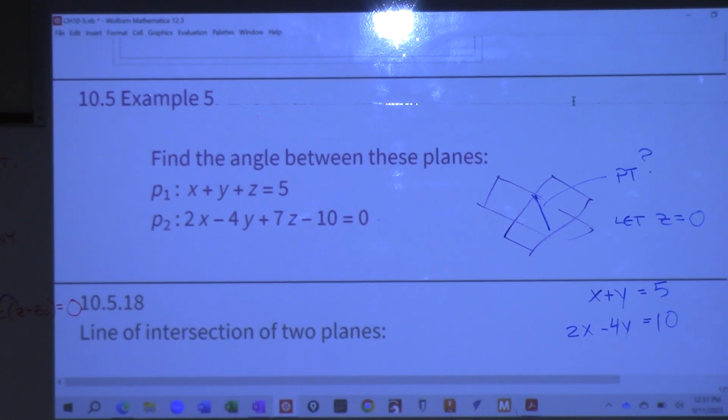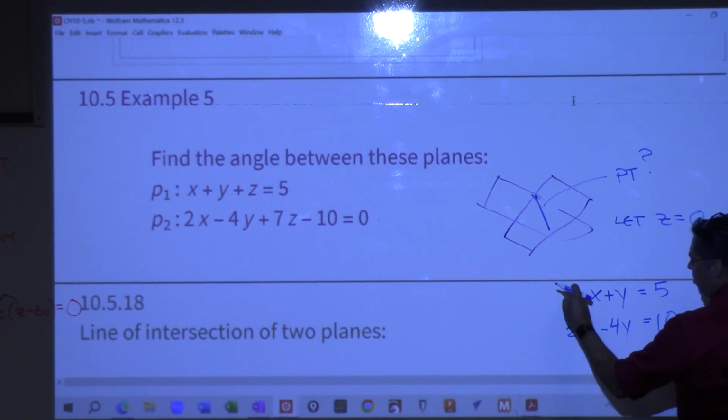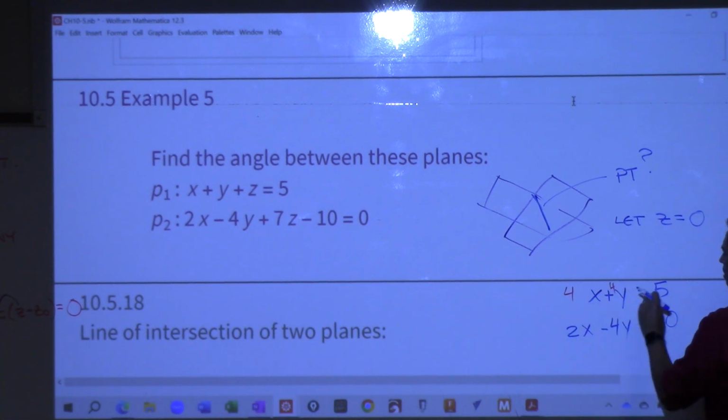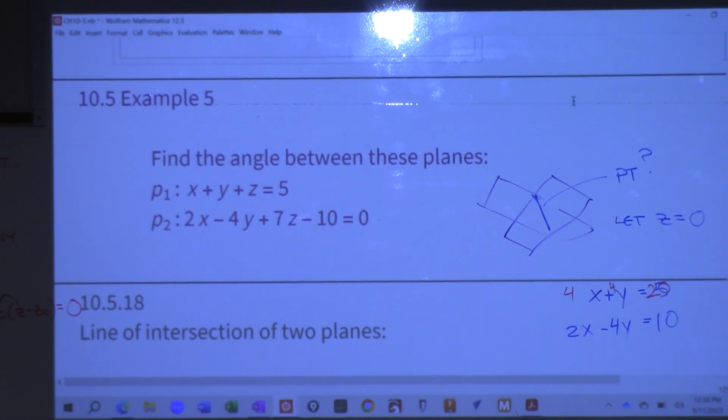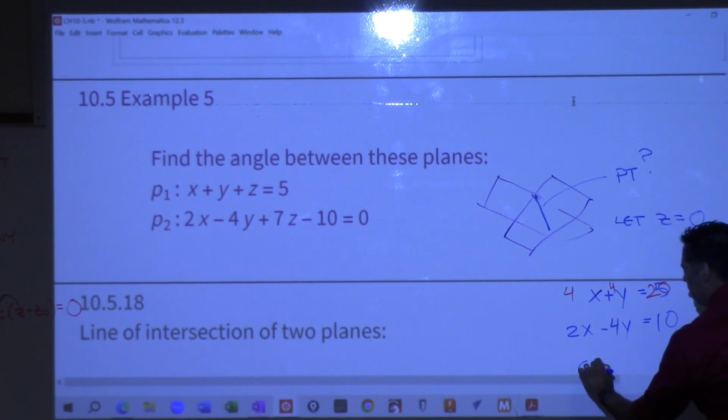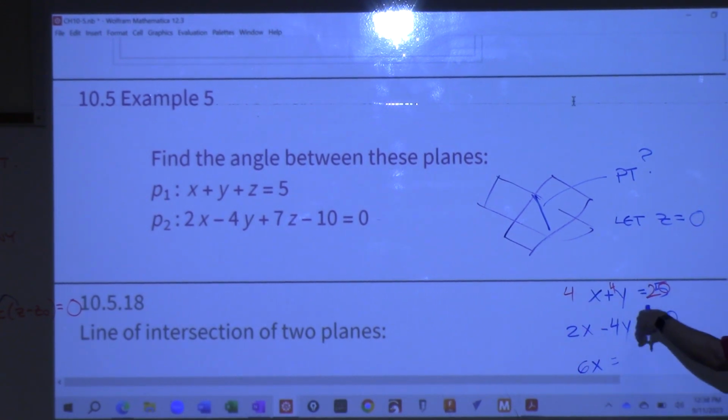So let's solve this. How would you solve that? Solve for y, so you do substitution? There's different ways. I would do elimination. I would multiply the top one by 4, which gives 4x plus 4y equals 20, just scaling the first one, and then add straight down. I get 6x equals 30, because the 4's cancel. Ooh, x is 5. Beautiful. x is 5.